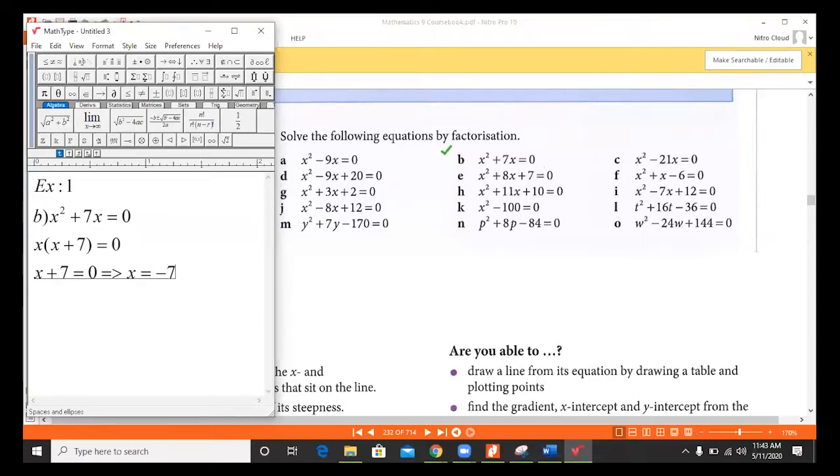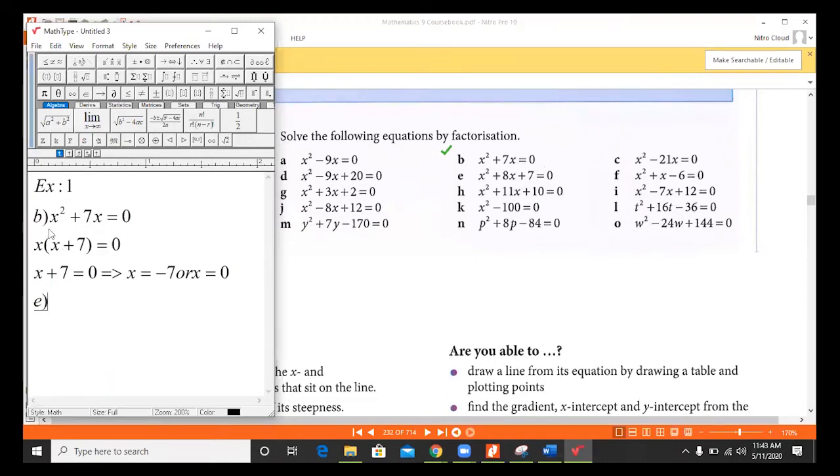Minus 7. Or x equal to 0. So how many solutions do we have? We have 2 solutions. They are minus 7 and 0. Correct.